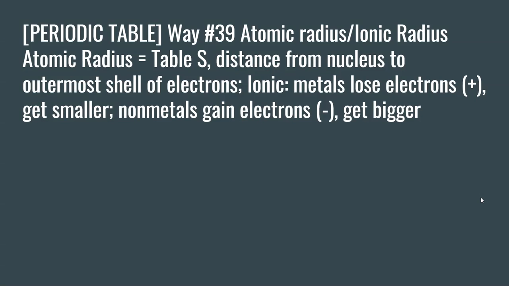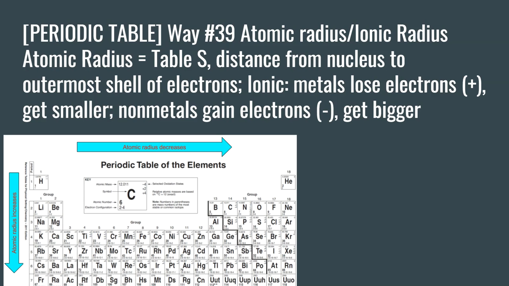Weight 39 concerns atomic radius. An atomic radius is a measure of the distance from the center of the nucleus of an atom to the outermost shell of electrons. This is the same meaning for radius if we were talking about a circle, from the center to the outside. When it comes to atomic radius, the periodic table follows this general trend.